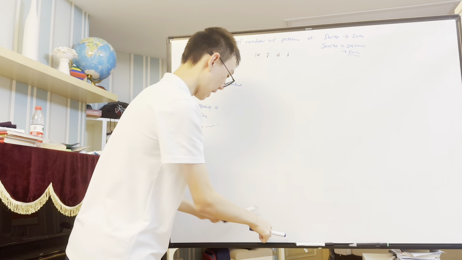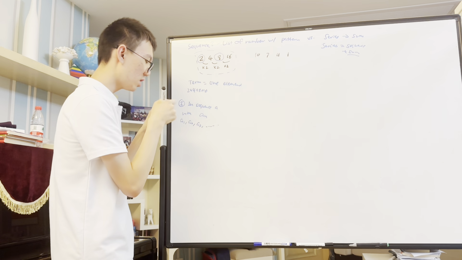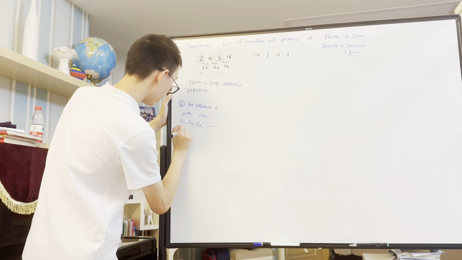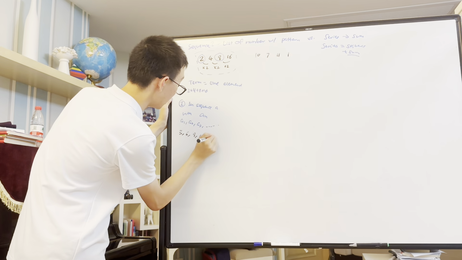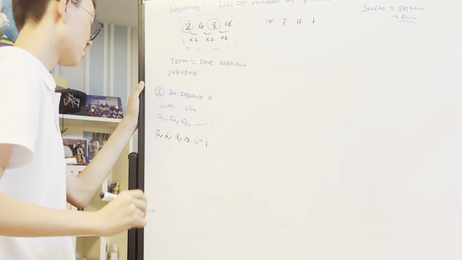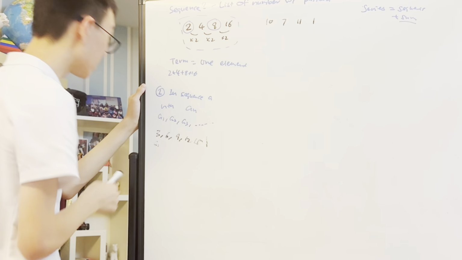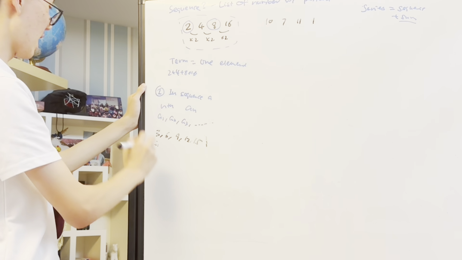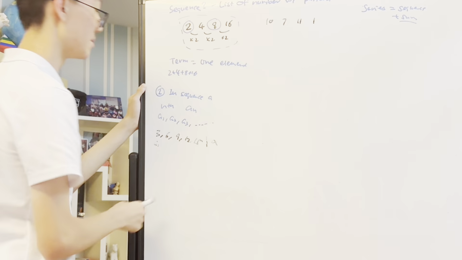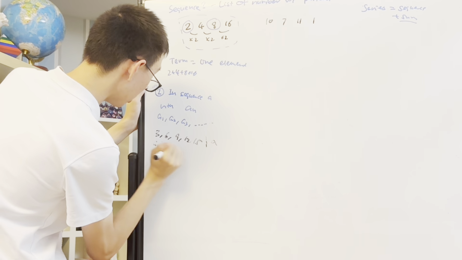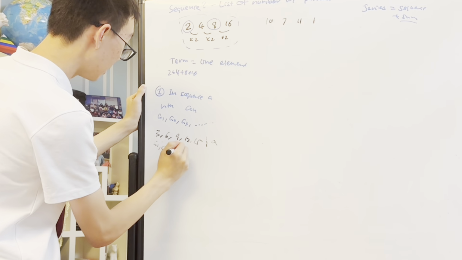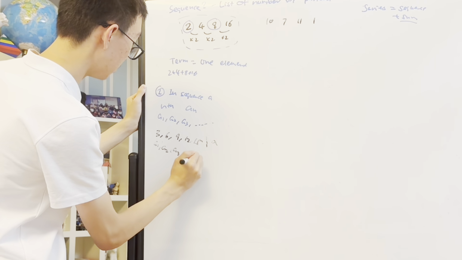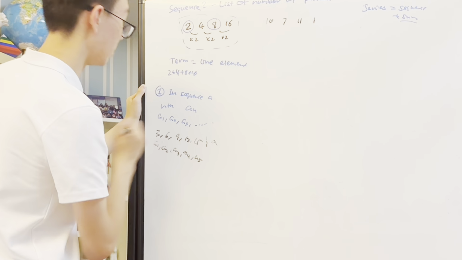Let me give an example. Let's say there was a sequence with terms 3, 6, 9, 12, and 15, and it ends at 15. 3 would be a_1 because it's the first term of sequence A. Of course, that is if we set this sequence as A. a_2 would be 6 because that's the second term. And then a_3 would be 9, a_4 would be 12, and a_5 would be 15.